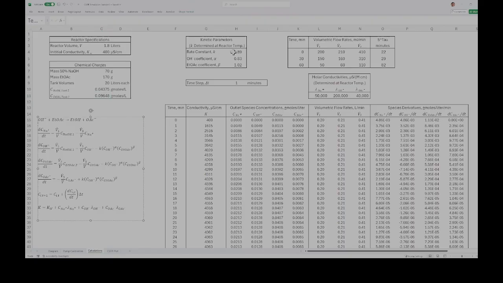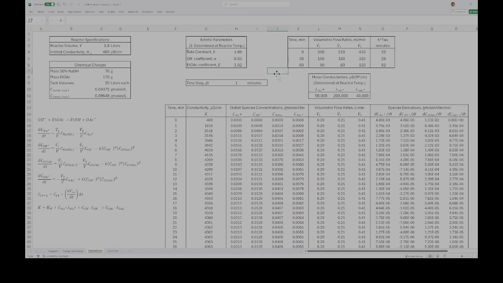We're going to need our rate constant K, and the values of alpha and beta that we determined from the batch experiment. So for this exercise, we'll say K is 1.89, the OH coefficient alpha is 0.83, and the ethyl acetate coefficient beta is 1.02.